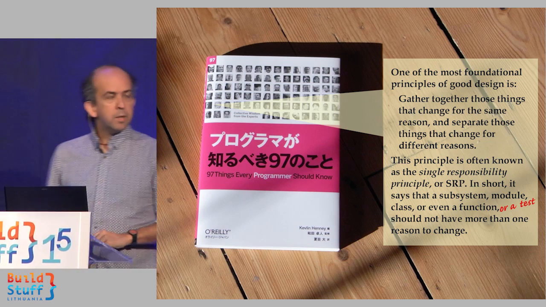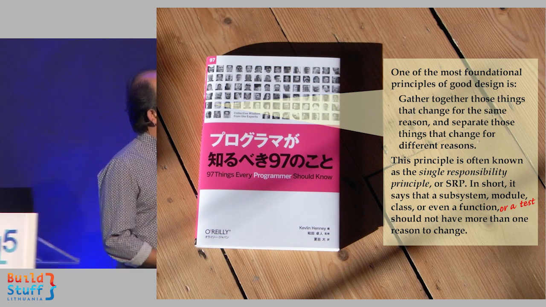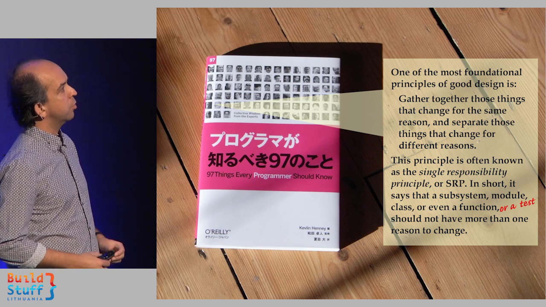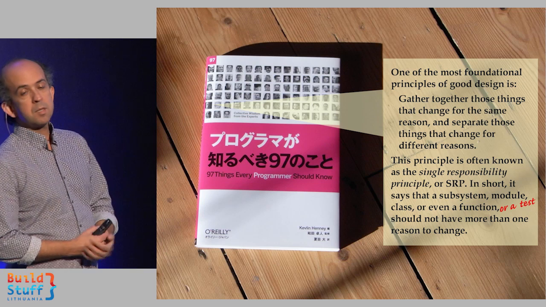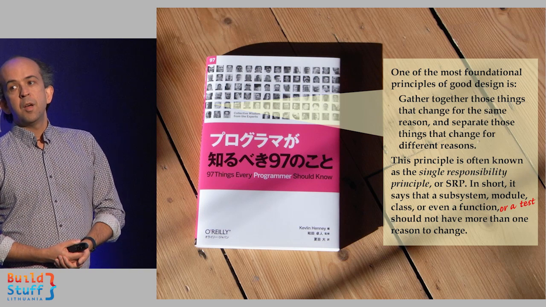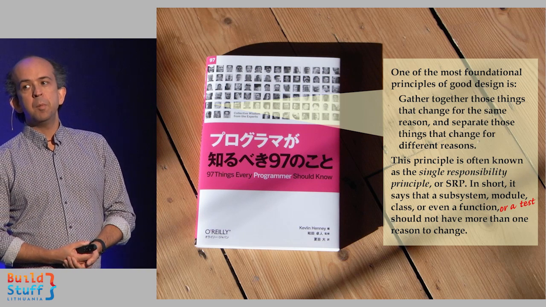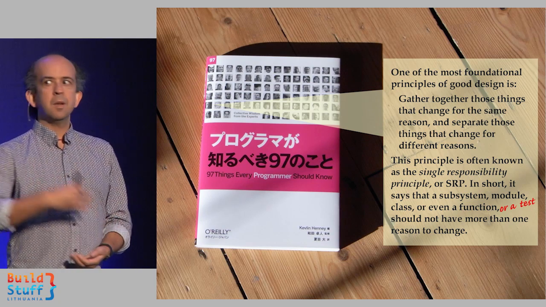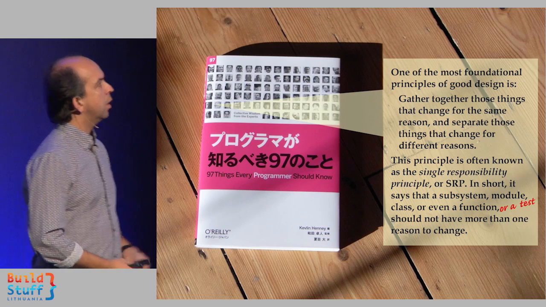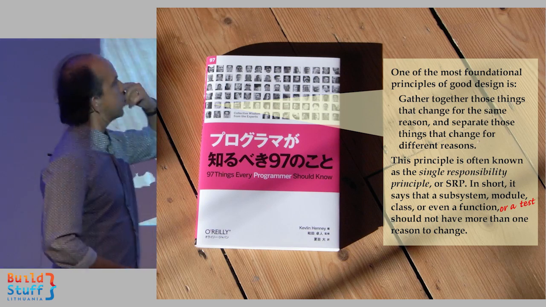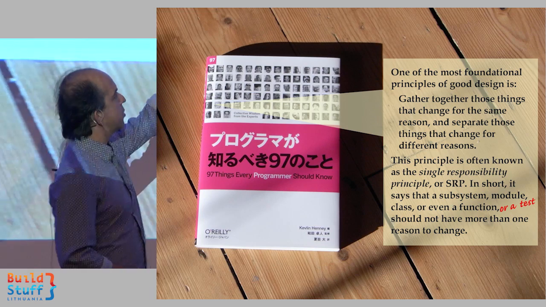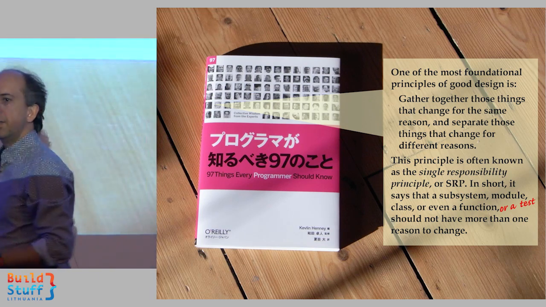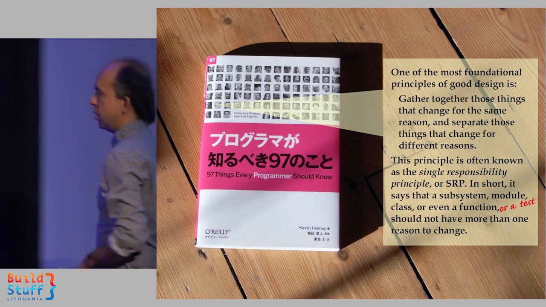Uncle Bob already talks about this. In 97 Things Every Programmer Should Know, the Japanese edition is beautiful, but translated back into English for your convenience, he talks about the SRP, the single responsibility principle. This is the idea. Cohesion is a principle that applies to test cases as well as other forms of code. This principle is often known as single responsibility principle, or SRP. In short, it says a subsystem, module, class, or even a function or a test should not have more than one reason to change. That's the goal here. It's a principle of cohesion.